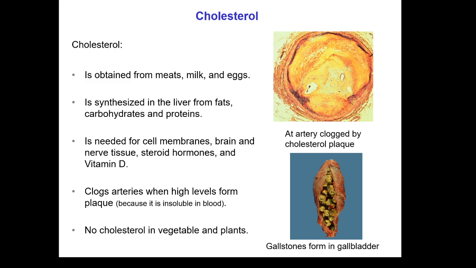You can't completely cut out cholesterol. You need it in the body. It's needed for cell membranes. It's needed for nerve tissue. It's needed for hormones. It's needed for vitamin D production. Problem is, large amounts of it end up with high levels of plaque in the blood.